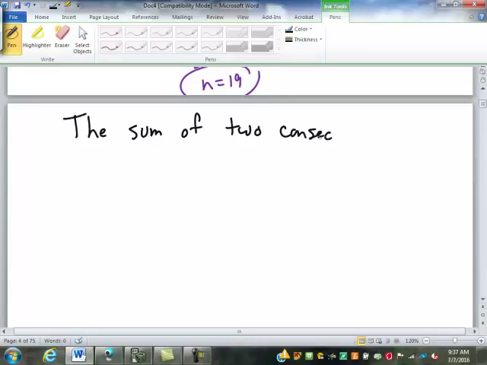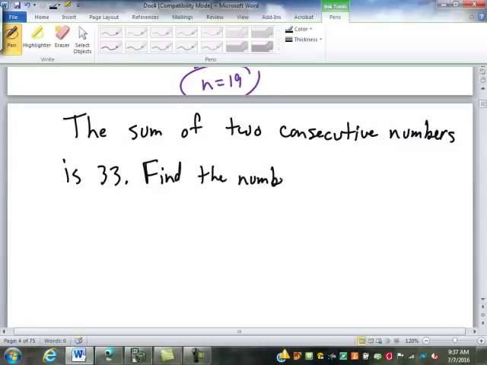The sum of two consecutive numbers is 33. Find the numbers. What does it mean to be consecutive numbers? It means one right after the other. So that would be like 10, 11, or 3, 4, or 7, 8. That's what consecutive means. So there are two numbers we have to find here.